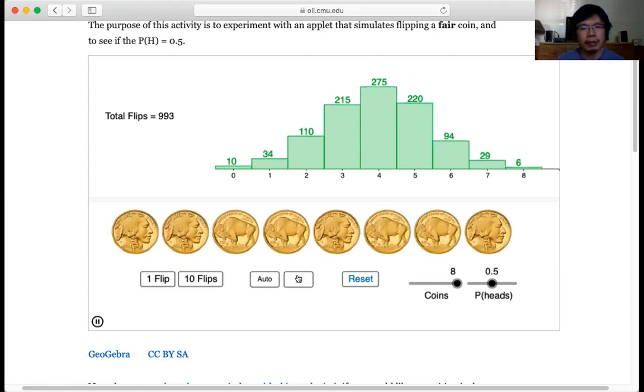So now we are approaching 1,000. We're just going to pause it at about 1,000, and we can see we get an empirical distribution that looks like this. As you can see, it seems that this is a symmetrical distribution, and the average, the mean, the mode and the median all seem to be 4, right? And if you think about it, if we have 8 coins, and we have a 50-50 chance of getting a head, the probability is 0.5, and we should be getting a mean of 4, right? So if we're getting on average 4 heads, then it seems to suggest the coin is fair, right?